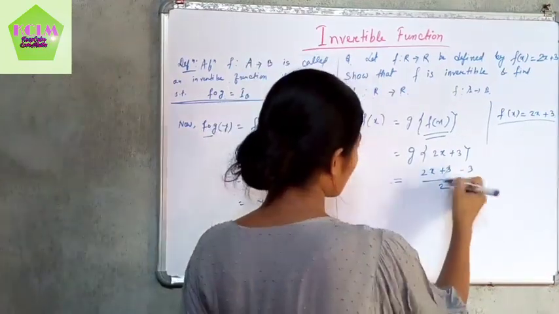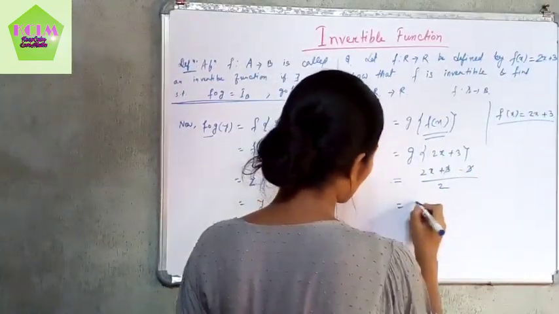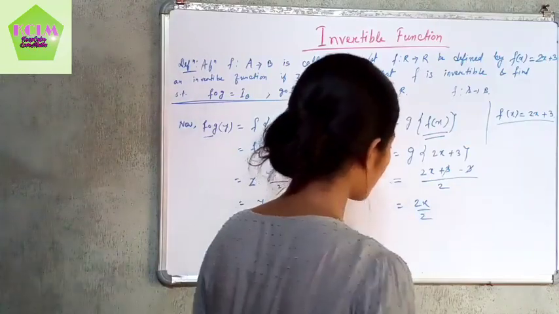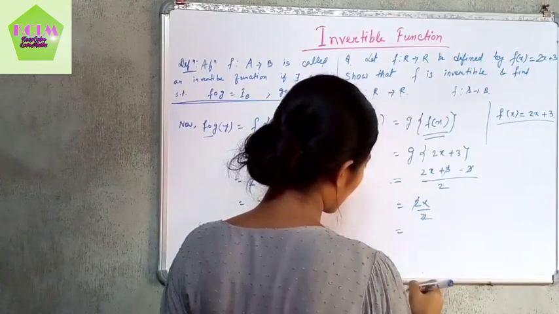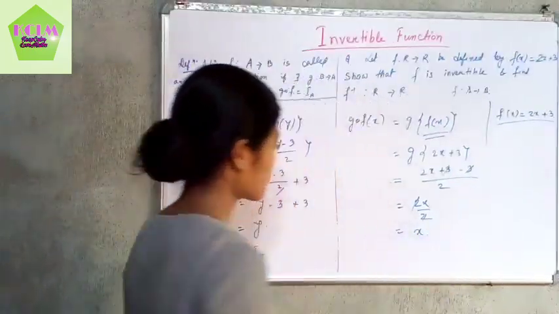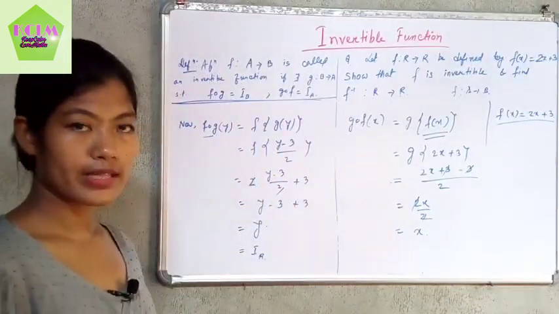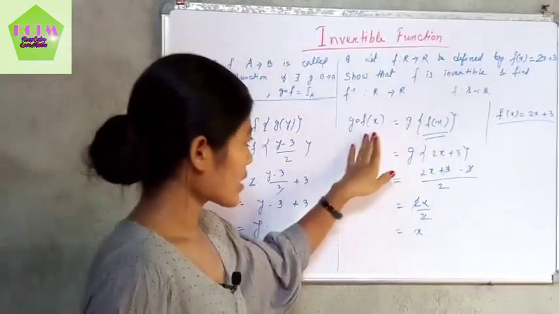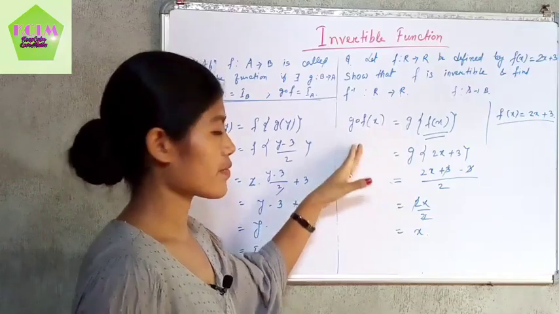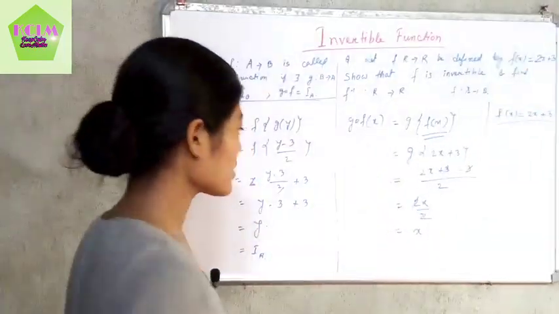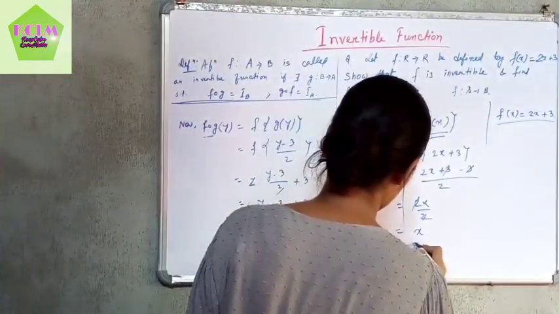Now, plus 3 minus 3 cancels out and twice x by 2 is remaining. Now, 2 also cancels out, so the element is x. Again, by definition of identity map, g of f of x equals x. That means this composite function g o f is an identity map, and we denote it here I_R.